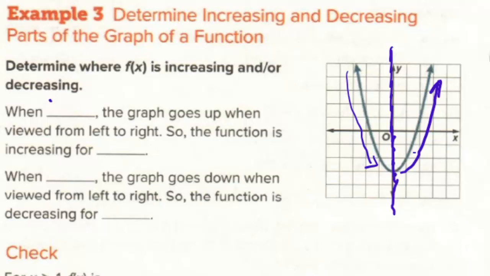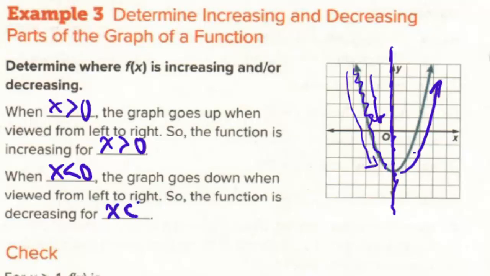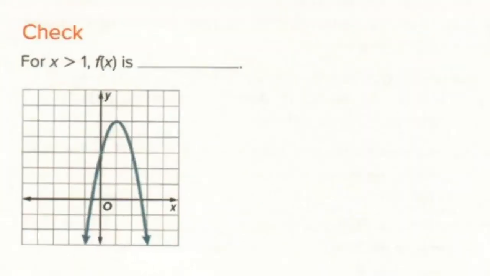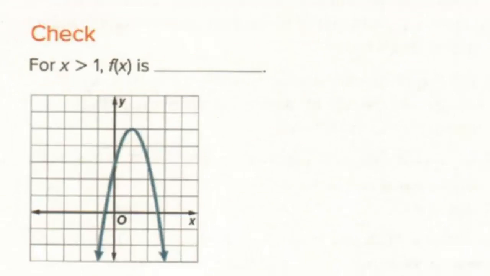So when x is greater than 0, the graph goes up when viewed from left to right. So the function is increasing for all x's that are greater than 0. And then when x is less than 0, the graph is going down. So all the values on this side of the graph have x's less than 0, and the graph is decreasing as we go from left to right. So the function is decreasing for all x less than 0. Go ahead and pause the video and attempt the check.